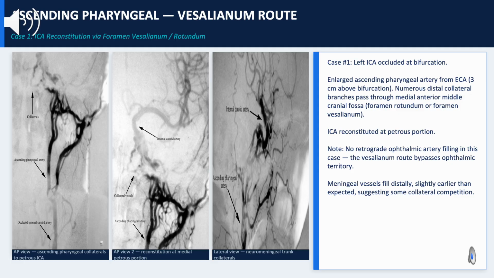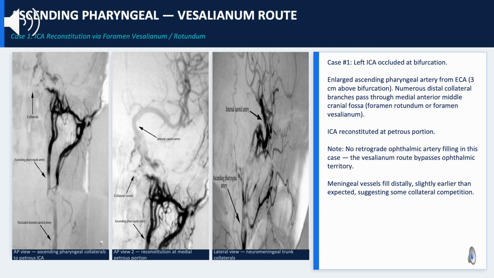Case 1 shows left ICA bifurcation occlusion with an enlarged ascending pharyngeal artery that sends numerous branches through the medial anterior middle cranial fossa, probably via foramen rotundum or foramen Vesalianum, to reconstitute the petrous ICA. 3 key observations. First, no ophthalmic retrograde filling. This route bypasses the ophthalmic territory entirely.